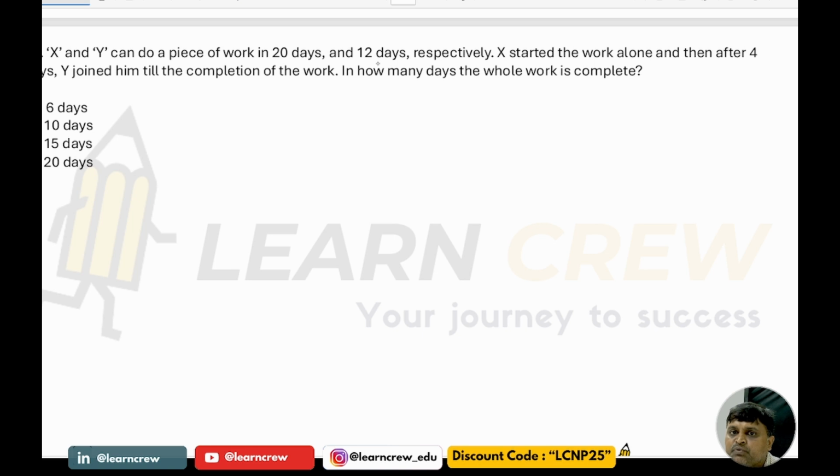So the LCM of 20 and 12 is 60. So the total work is 60 units. X can complete 60 units in 20 days and Y can complete 60 units in 12 days. So in one day X can complete 3 units. In one day Y can complete 5 units.